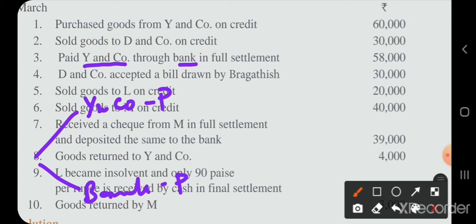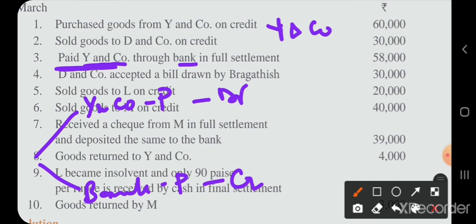Now apply the rule: debit the receiver, credit the giver. Here, paid YN company, that means YN company is receiving the payment, so debit the receiver. Through bank, who is making the payment to YN company? The bank is making the payment, so credit the giver. Now the entry will be YN company account. How much do you have to make the payment? Actually 60,000.